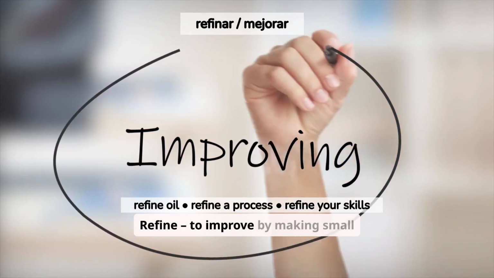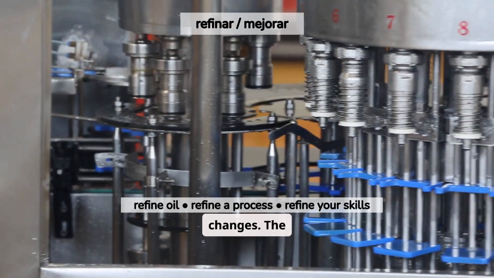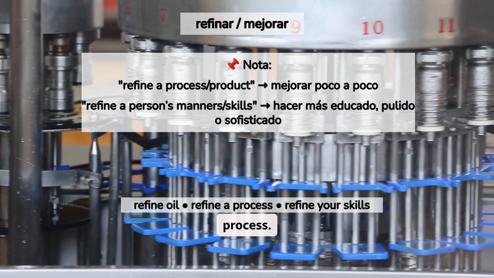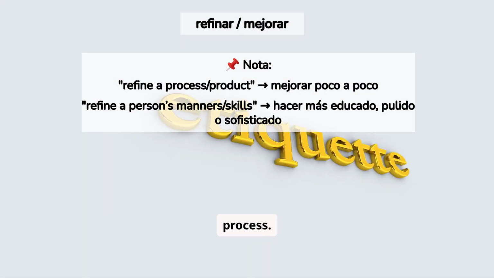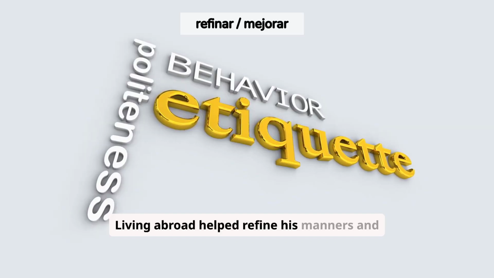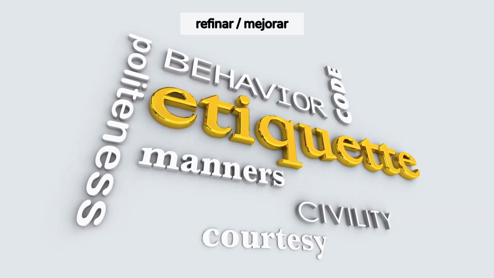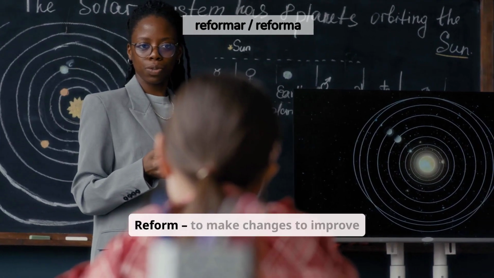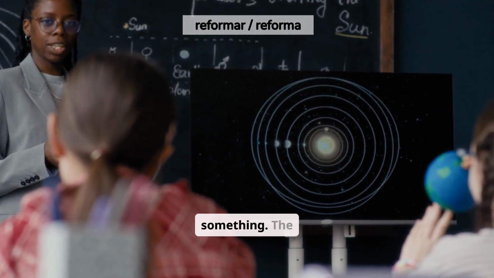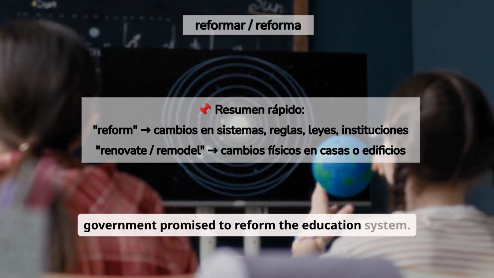Refine. To improve by making small changes. The company is working to refine its production process. Living abroad helped refine his manners and social skills. Reform. To make changes to improve something. The government promised to reform the education system.